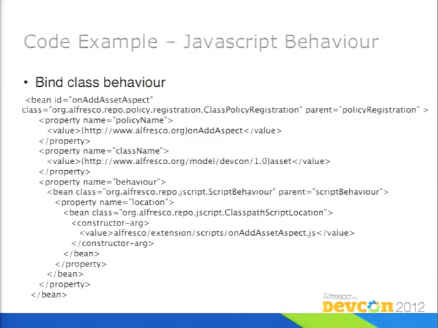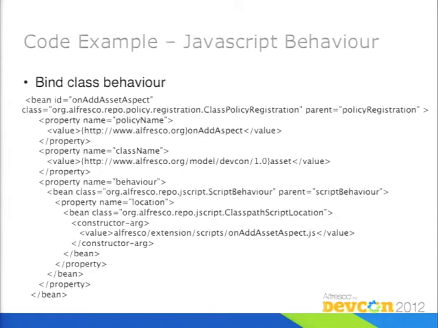So how do we register a behaviour? Well, the easiest way is through JavaScript. Within your extension you will have a Spring context file. Within that Spring context file, we can register our behaviour using Spring configuration.